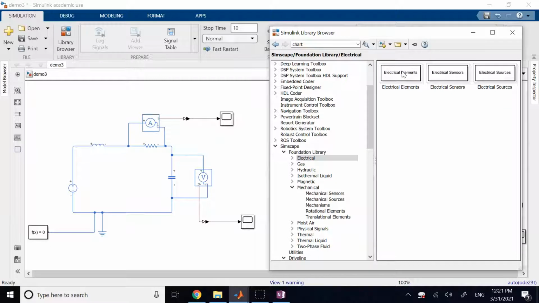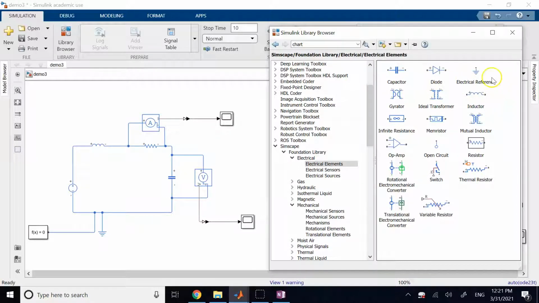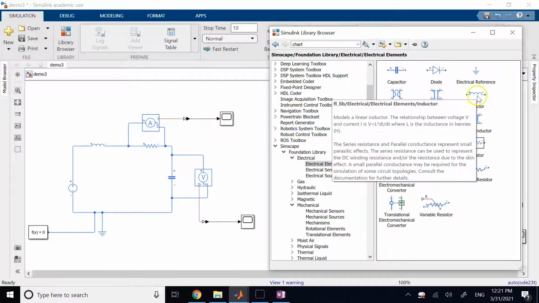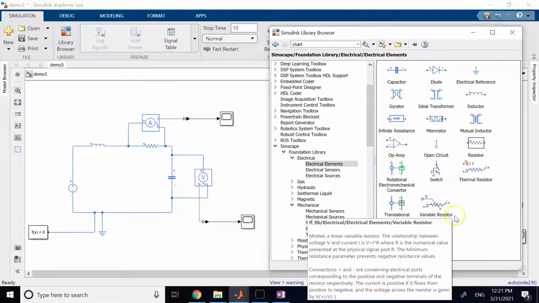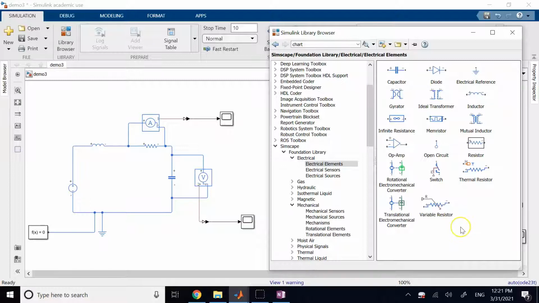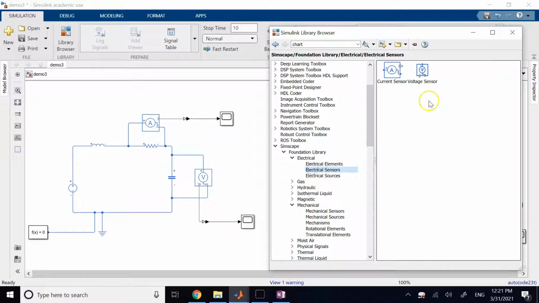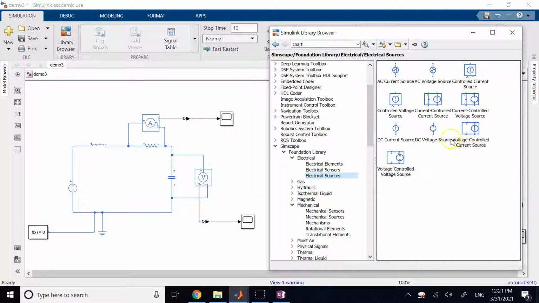So if you go there, then under Electrical Elements, you can see them. This is your reference, capacitor, inductor, resistor, and there are more elements like op amps. If you want a rotational electromechanical converter, these are the ones used in generators and motors. You have other elements like a switch, a diode, and so on. And then also you have sensors. So here you have a voltage sensor, current sensor, and then under Sources you have different types of batteries, and then a voltage source, current source, and so on.